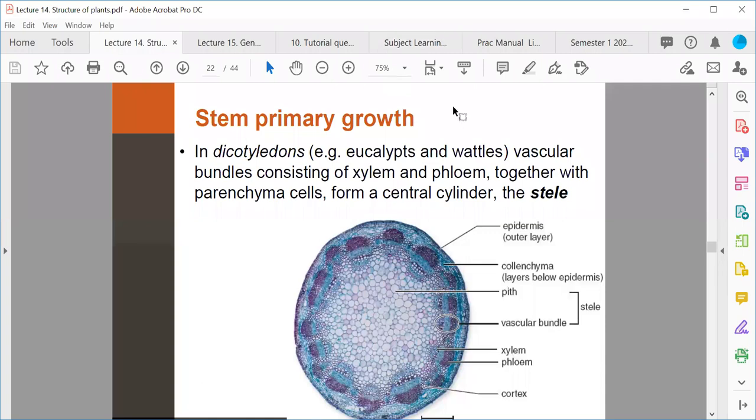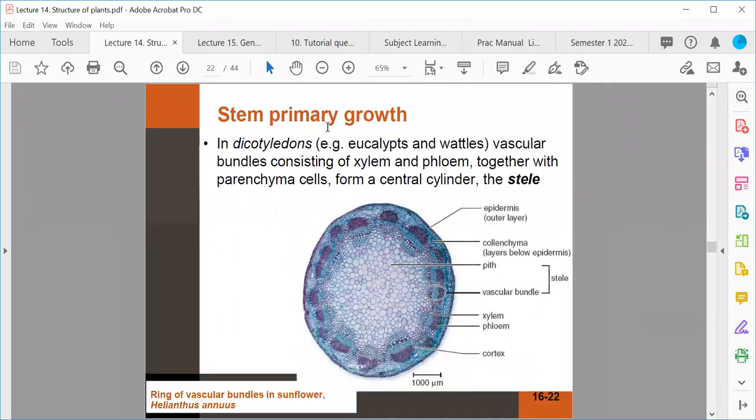So now we're going to start with the stems. Before we do, let me just look very briefly at this term, dicotyledons. Is anyone familiar with monocots and dicots?